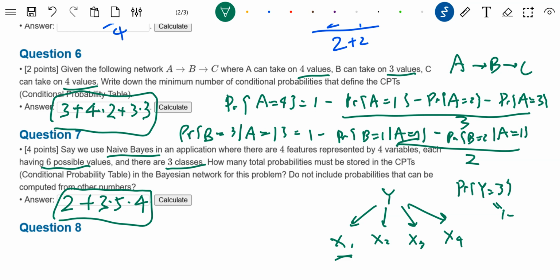Again, given a naive Bayes network, you first draw the network, and then y is independent of the other ones. So you just need to store the prior probability of y, and there are 3 classes, so you need to store 2. For each class of y, you need to store 5 numbers, and you can figure out the 6th. So for each x, you store 15, and there are 4 x's. That's the total number.